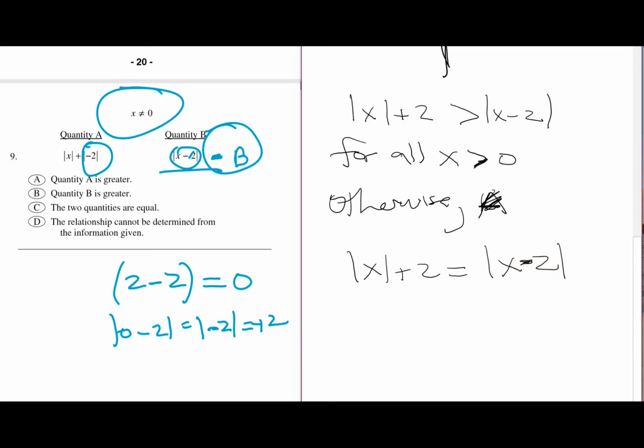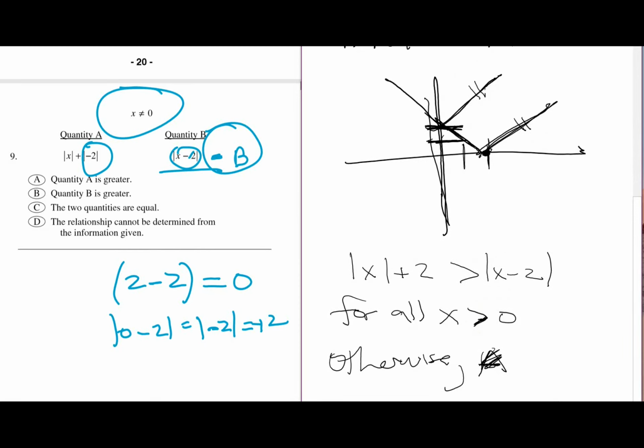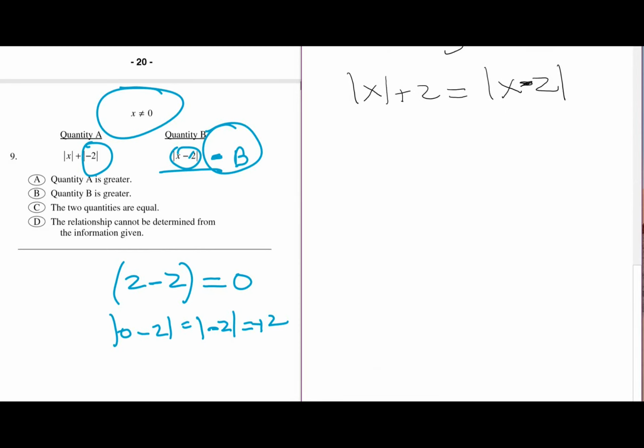For instance, we plug in negative 1. Well, absolute value of negative 1 is 1, so 1 plus 2 is 3. You plug negative 1 in here, you get negative 1 minus 2 is negative 3. Well, that becomes positive 3. They're equal. But when you plug in a positive value, let's say 1, well, 1 plus 2 is 3. 1 minus 2 is negative 1, which is 1. So in this case, A is greater than B in some cases, and A is equal to B in other cases. So therefore, the answer is D.